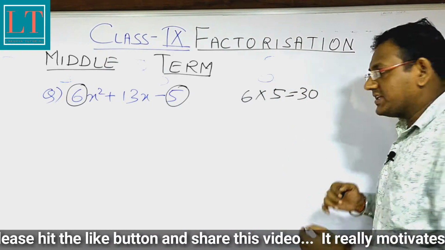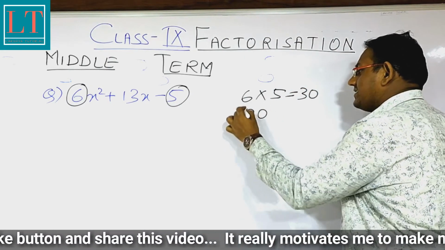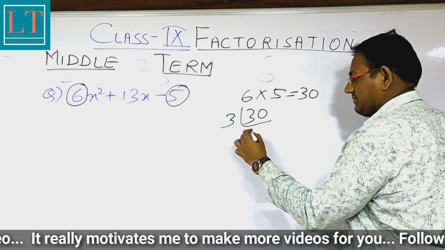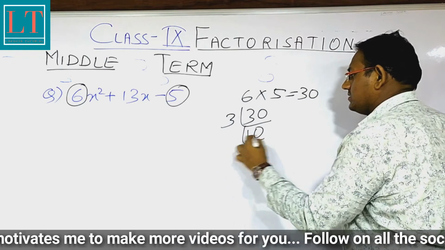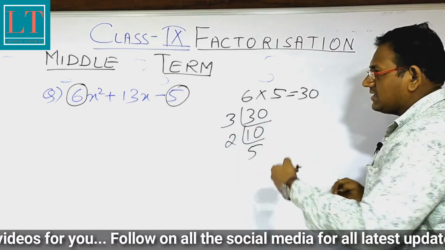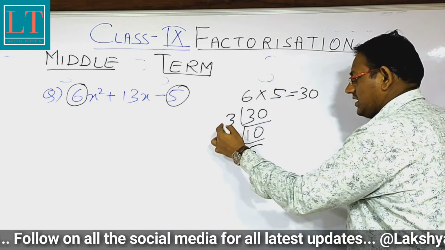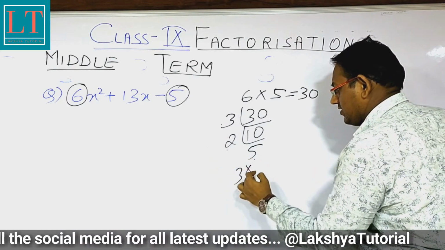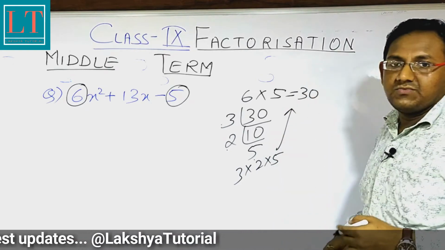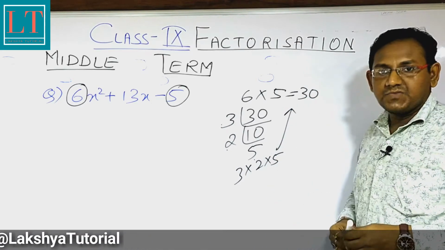What is the next step? The next step is very simple. Factorize this 30. So we can factorize this as 3, and we get 10 over here. Then we do it with 2, and we get 5 over here. So these are the factors, that means 3, 2, 5. So 3 into 2 into 5 are the values that we get after factorizing 30.